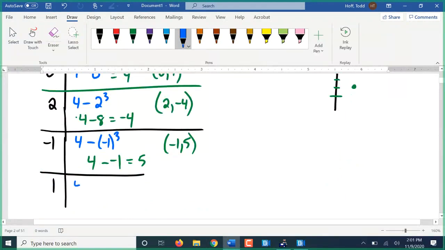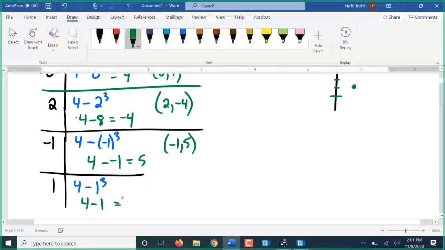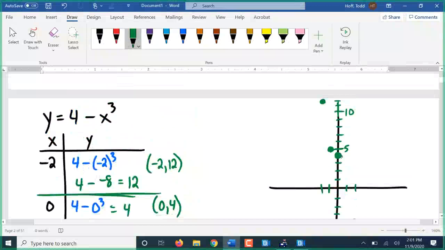Or if x is +1, this is 4 minus 1 to the third power. 1 to the third power is 1. Or 4 minus 1 is 3. Giving us the ordered pair when x is 1, y is 3. Got 1, 3 right there. So we get kind of an S-shaped curve, looks something like that. Technically, that's called a cubic curve.